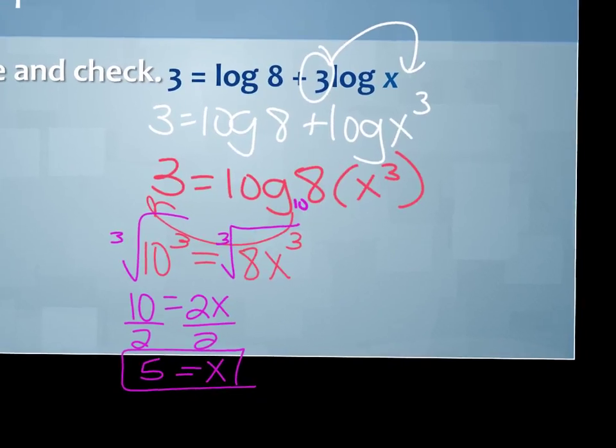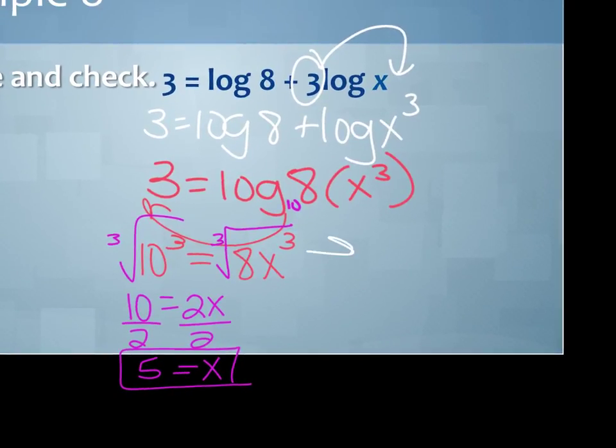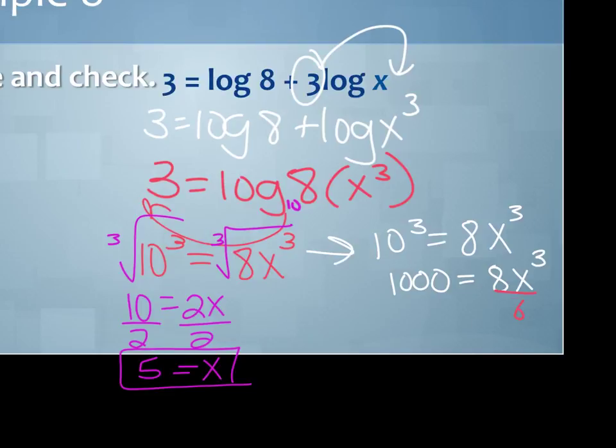If you didn't catch the cube root there, and you actually kept going, so this would be 1,000 equals 8x to the third. And if I wanted to get the x by itself, what would I do? Divide by 8.